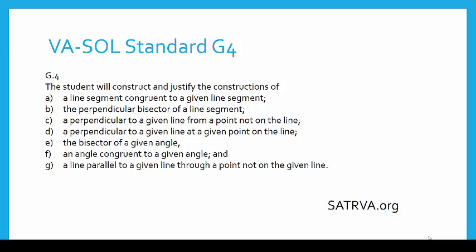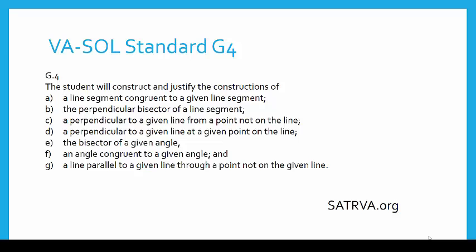from a given point, and then a bisector of an angle, and then an angle congruent to a given angle, and then a line parallel to a given line through a point not on the given line. It all sounds really complicated, but you're going to get some intuition surrounding it as we go through this.